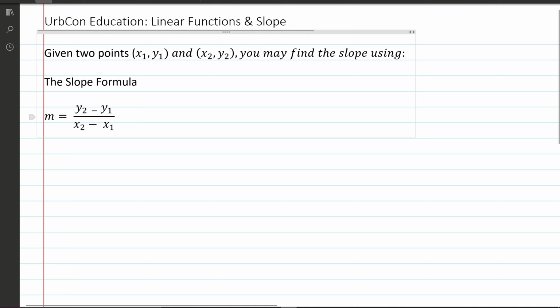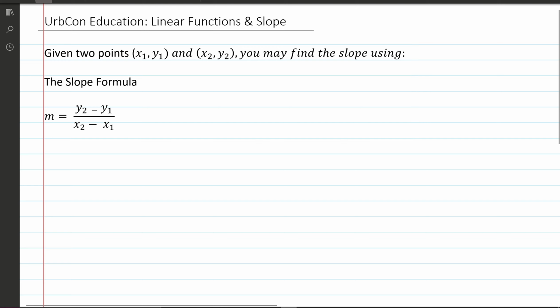After that, you use what's called the slope formula. The slope formula is m equals y sub 2 minus y sub 1 over x sub 2 minus x sub 1. Paying attention to detail is very important in math, so make sure that these numbers, the 2's and 1's, are subscripts. Do not write them as exponents, and make sure you keep them as subscripts.